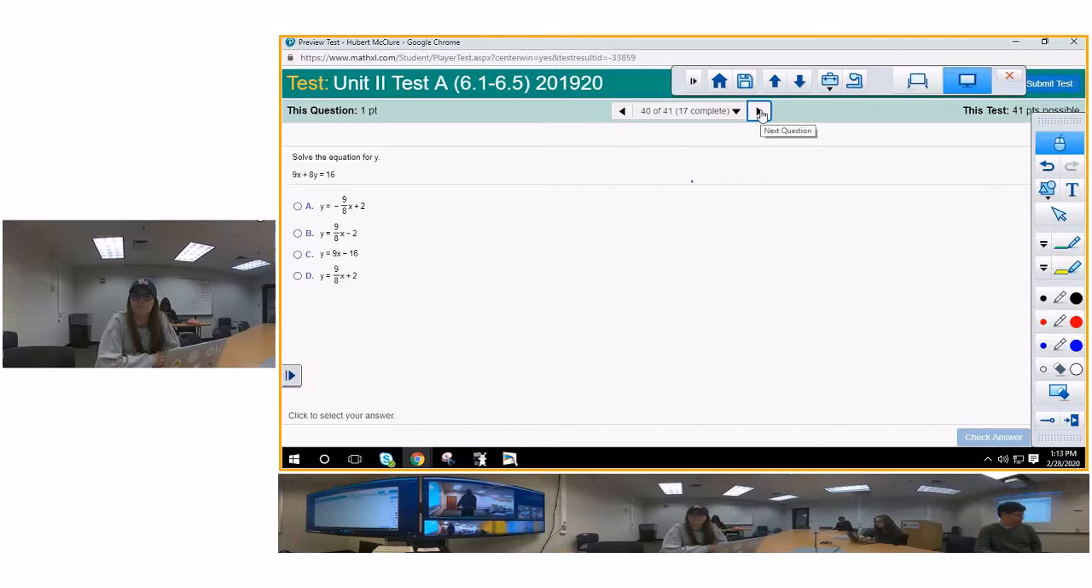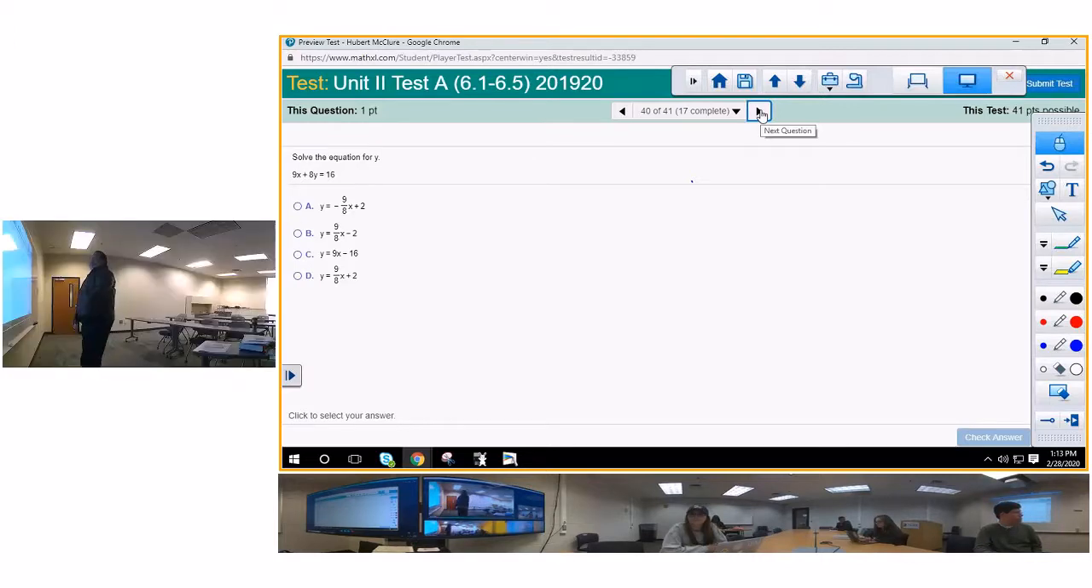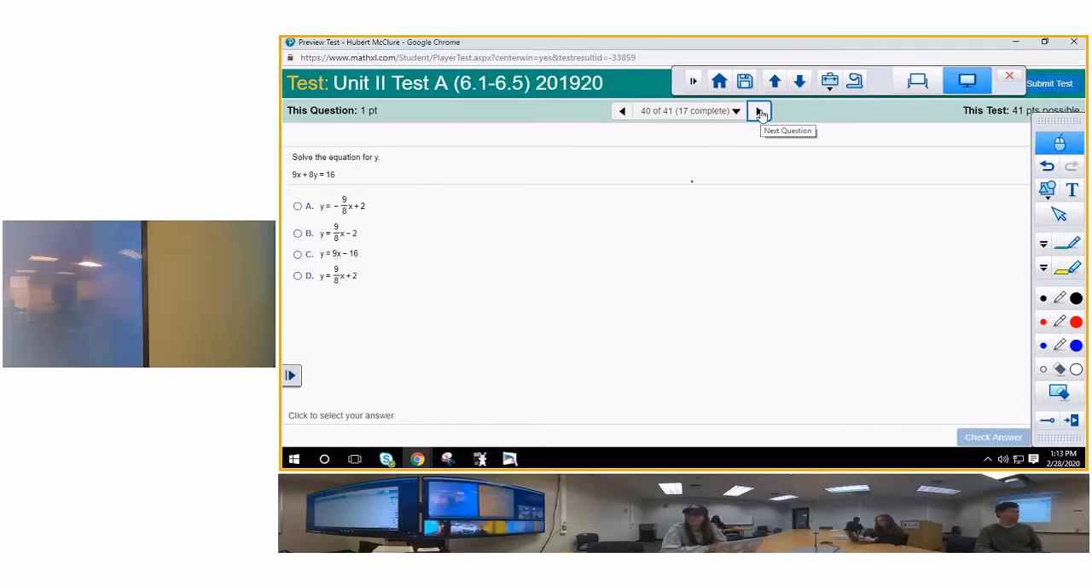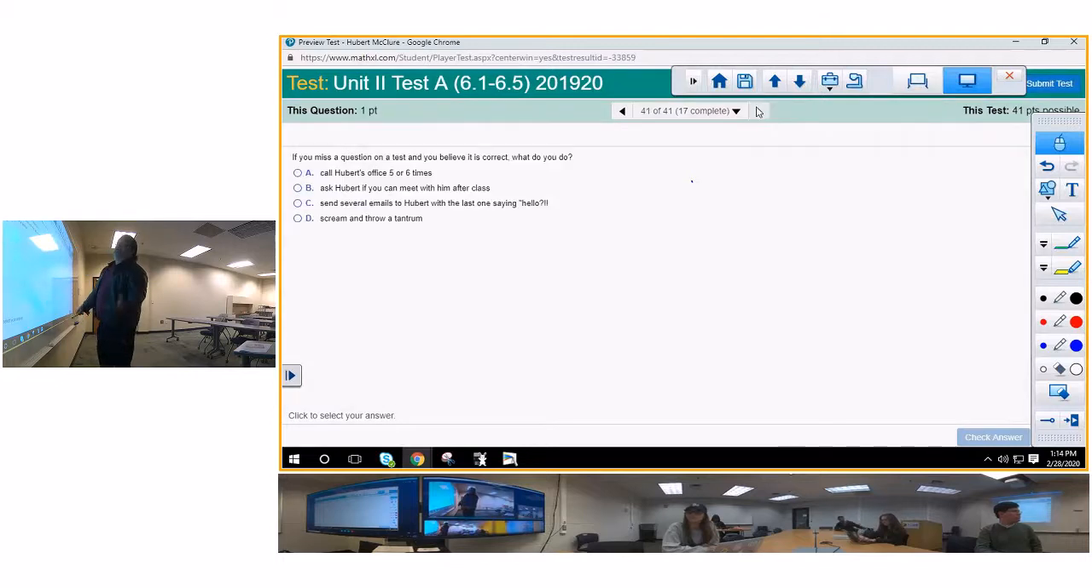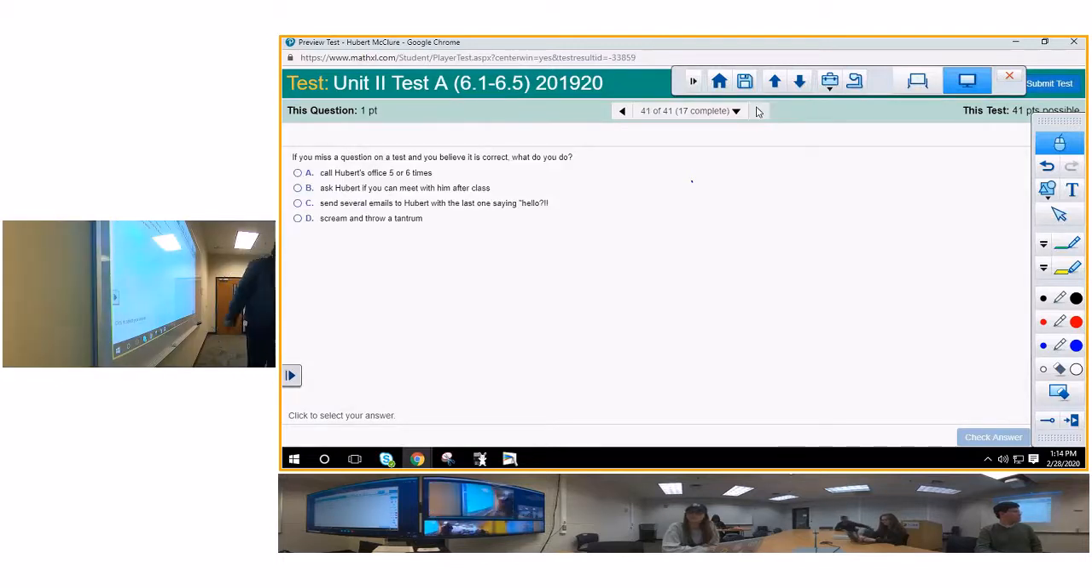Solve the equation for y. That's pretty simple. Get y by itself. You're going to take that 9. So which one has a negative 9x? A. So A is going to be your answer, because when you take that 9x over to the 16, what does it become? Negative. And that's a bonus question. So y'all are good to go.